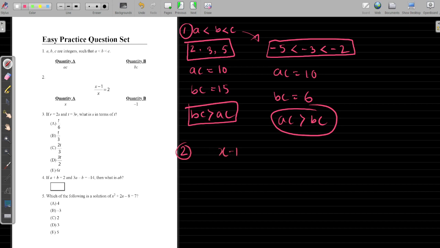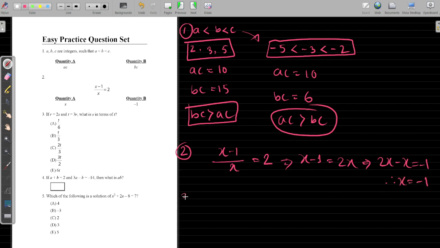So here x minus 1 divided by x equals 2. If I want to solve this, I need to do cross multiplication. So this will be x minus 1 equals 2. Sorry, I have made a mistake writing the question here. Okay, again. If I do cross multiplication, then x minus 1 equals 2x. Now 2x minus x equals minus 1. So x equals minus 1.